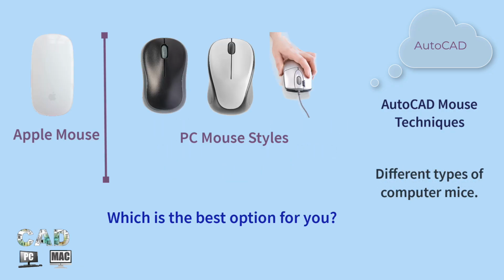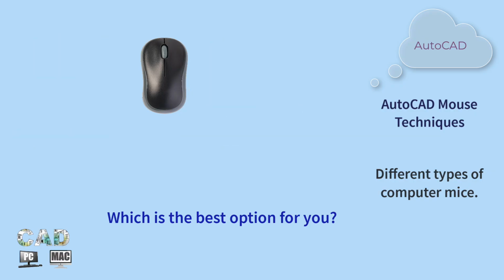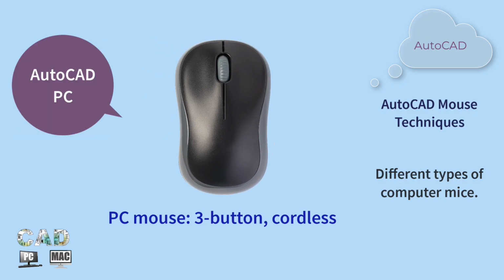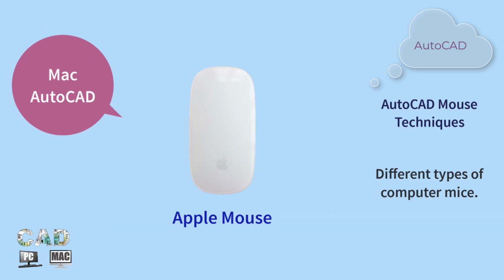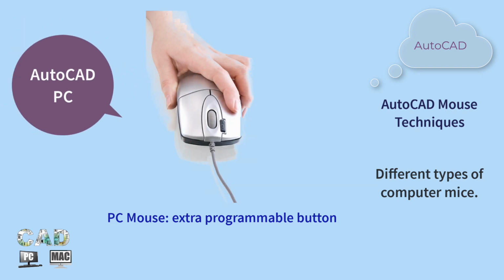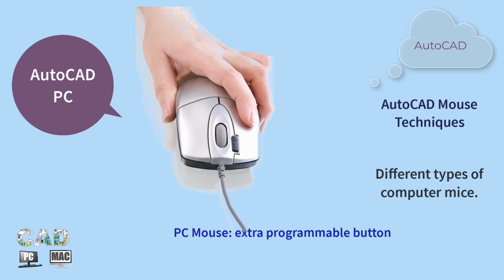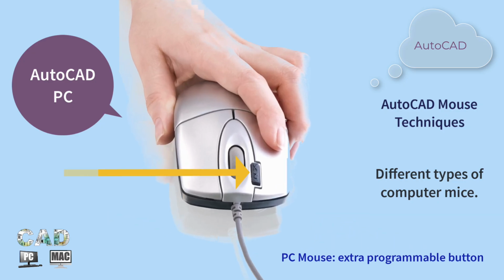Let's look at different types of mice that you could choose for working in AutoCAD. We've looked at a standard 3-button mouse used in AutoCAD PC. We've also looked at the Apple mouse for working in Mac AutoCAD. Among many different styles and options is the 4-button mouse, also more typically used with AutoCAD PC. Notice that the 4th button of this model, located between the left button and the roller wheel, is used as an additional programmable button.